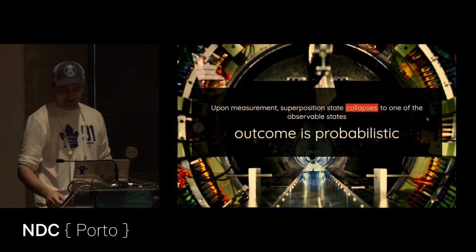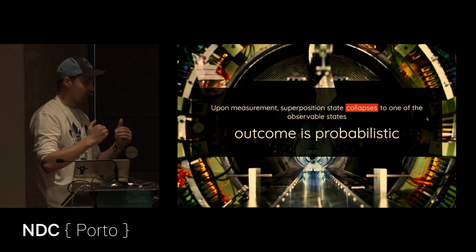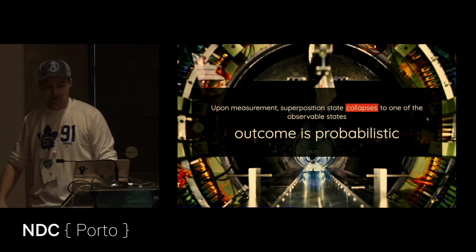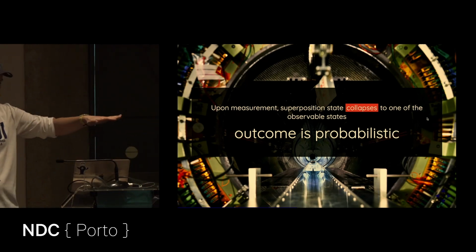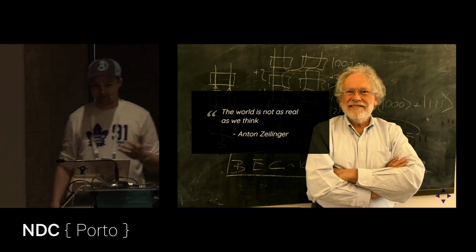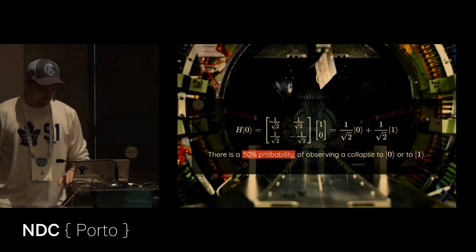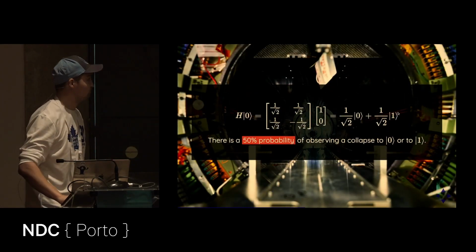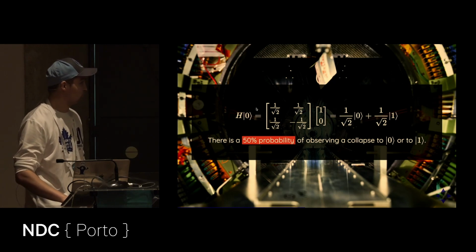So, in other words, what we experience in the world is sort of a projection onto the observable states only, but the true nature of reality is sort of inaccessible to us. And as Anton Zeilinger said, the world is not as real as we think, right? We can add some mathematics to this now, and effectively how we would represent the H transformation.